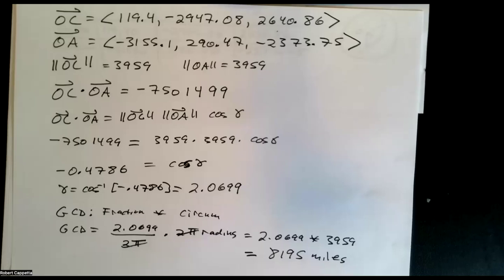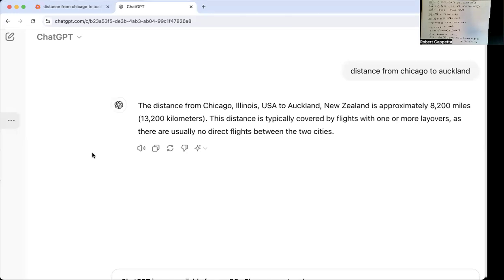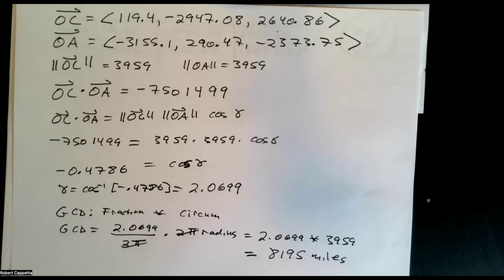And let's check one other place. ChatGPT tells us the distance from Chicago to Auckland is about 8,200 miles. We said about 8,195, so we feel pretty good about our approximation using spherical coordinates and the dot product.